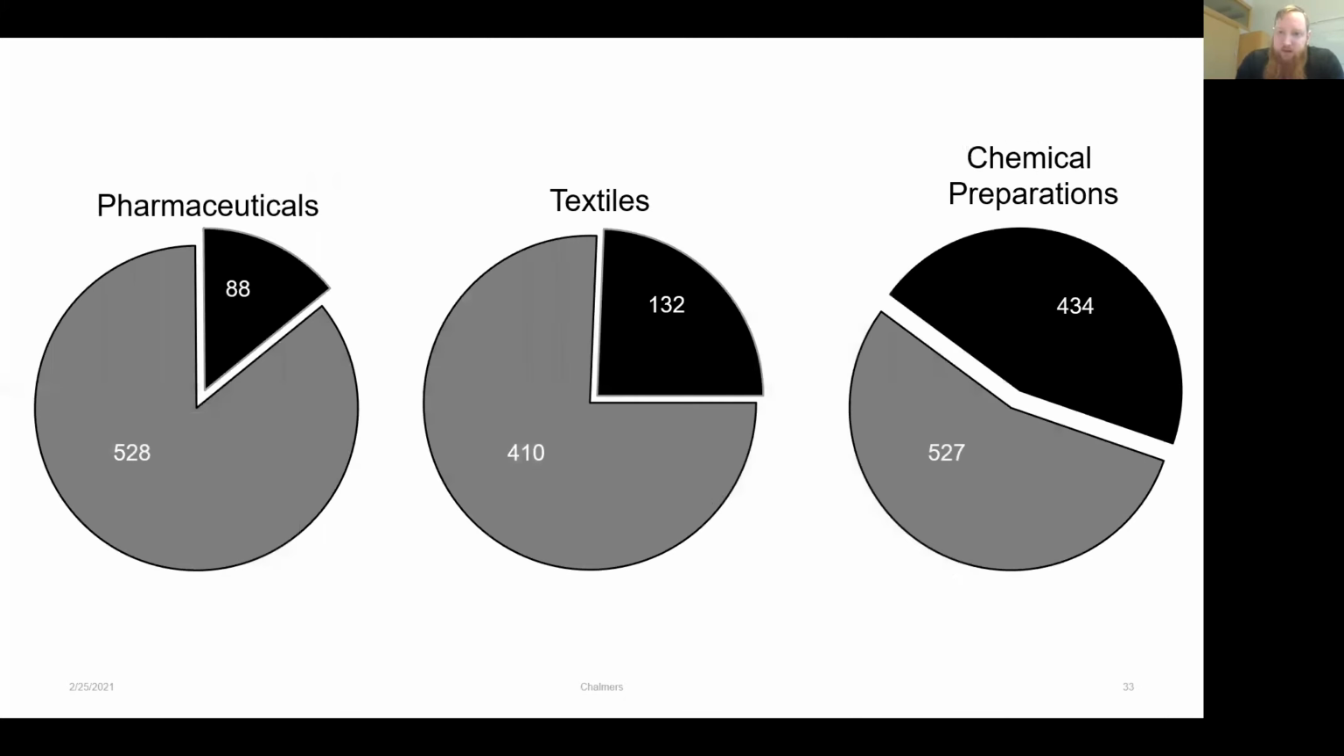If we break this down on the 3 major subparts, we can see that for the pharmaceuticals, we only have 88 thresholds, while there are 528 pharmaceuticals for which we don't know when the compound is unsafe to have in the environment. For the textiles, we cover approximately 1/4 of the compounds, and for the chemical preparations, we cover approximately half of them.